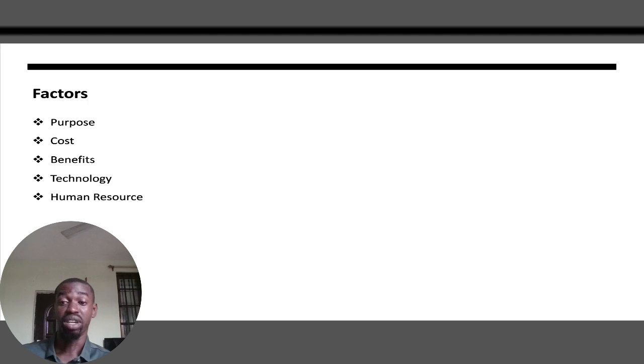Now we talk about technology. Is the technology available for use? The product that you want to develop, the idea that you have of the product that you want to develop, is there technology that can be used to develop that product? All right. You should also consider these factors. And then we also talk about the human resource.